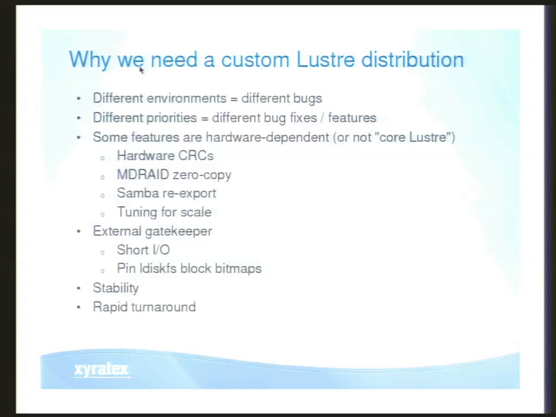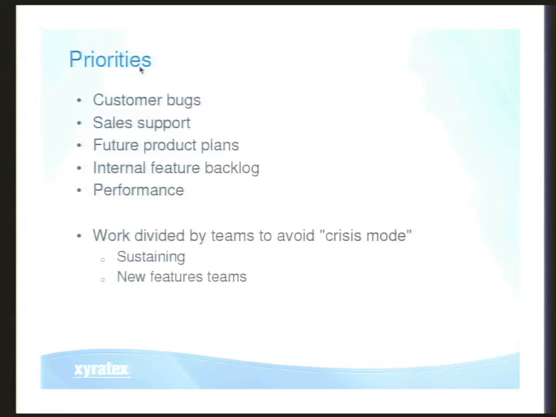So a little bit more on priorities and how different organizations prioritize different items. Firstly, the Lustre groups here have different customers, and our customers have their own different bugs. So we each have to prioritize them somehow. We have sales support. Sales may indicate that a customer wants a particular new feature, so we may prioritize that feature for potentially gaining some sales.